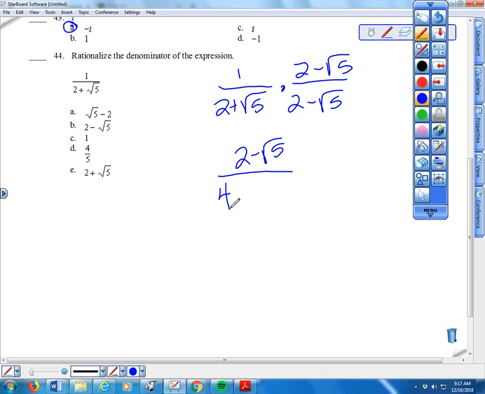So this equals negative 1 in the denominator. If I divide everything by negative 1, I get negative 2 plus the square root of 5, right? If I want to get rid of my denominator. And my answer choices, the one that matches this is this one. Square root of 5 minus 2, commutative property, right?